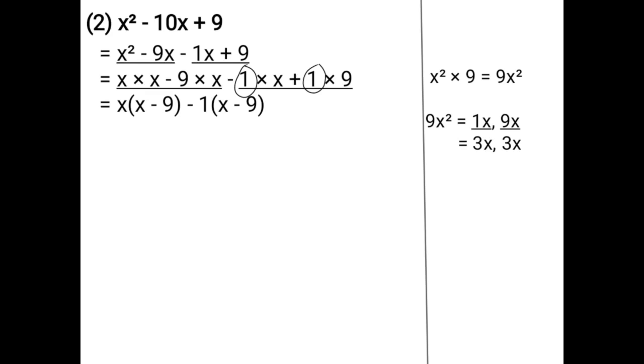X minus 9, which is repeating in two brackets, you have to write only one time in the next step. That is equal to x minus 9, and outside the bracket which you wrote, that you have to write in the second bracket, that is x minus 1.